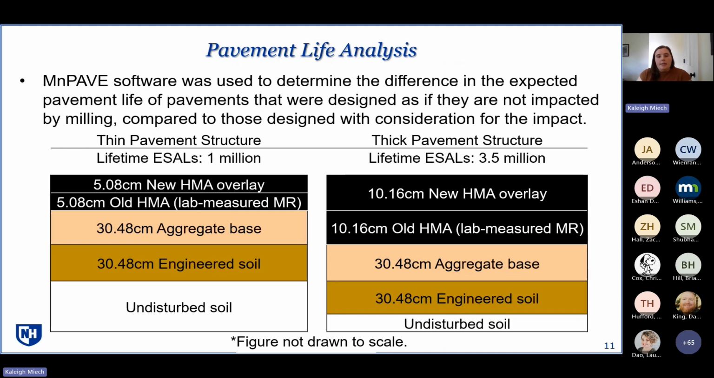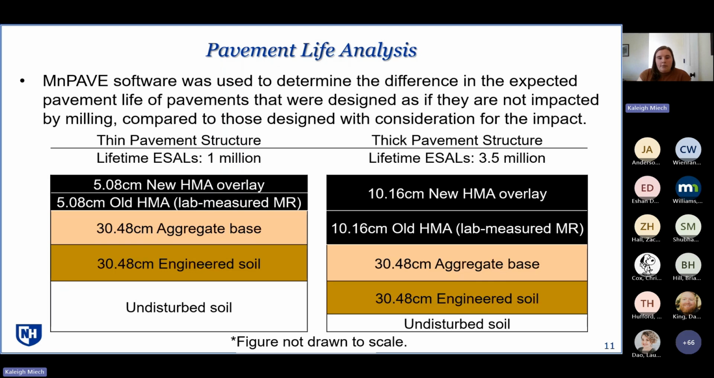The next analysis that we did was a pavement life analysis. To conduct this analysis, we used the MinPave software, and we determined the expected pavement life of the pavements that had been designed as if they were impacted by milling versus those designed as if they had not been impacted by milling. So we used two different pavement structures, the thin and the thick pavement structure, just to give us a wider range of results to analyze.